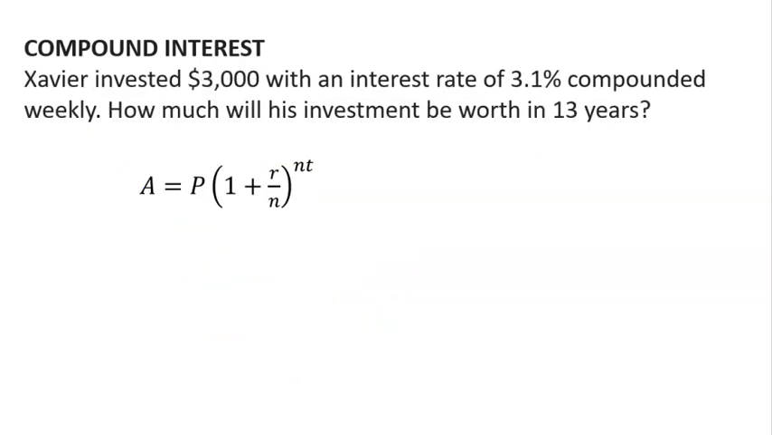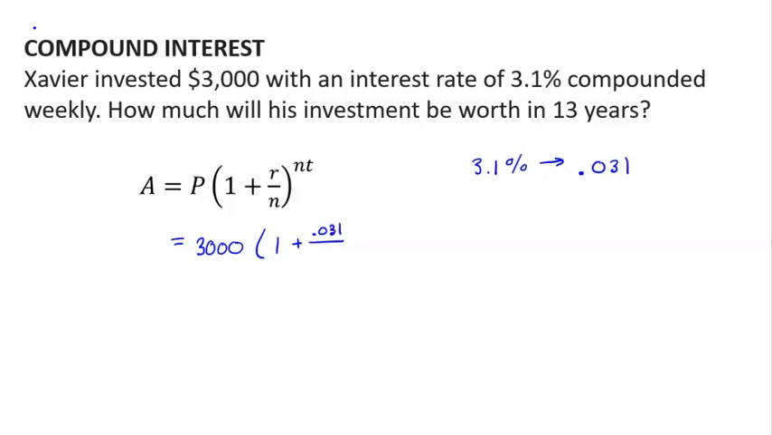So it says Xavier invested $3,000 with an interest rate of 3.1% compounded weekly. How much will his investment be worth in 13 years? And so same thing with this one. We're doing our starting point times 1 plus, and then our 3.1% is going to be the same as 0.031.